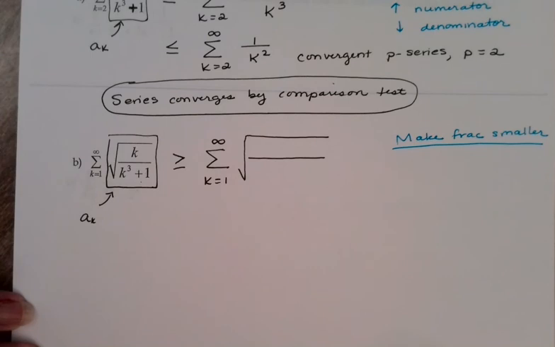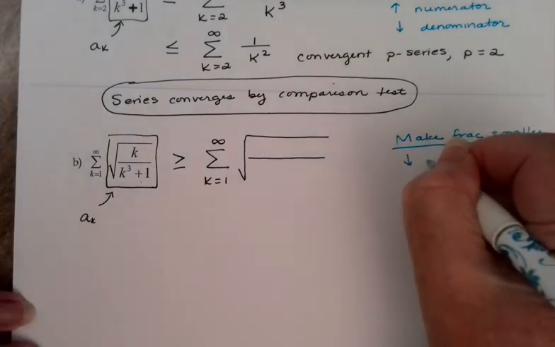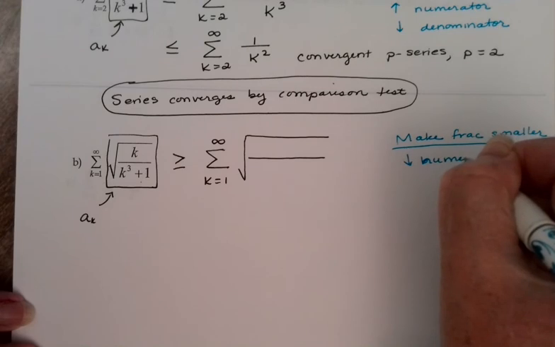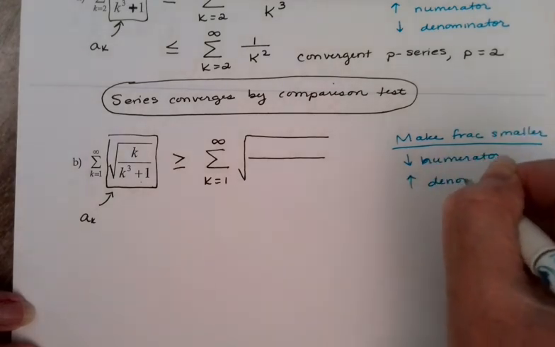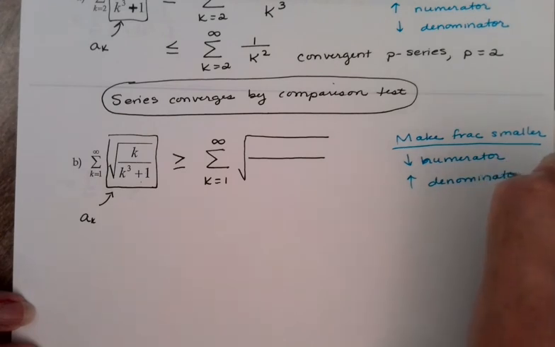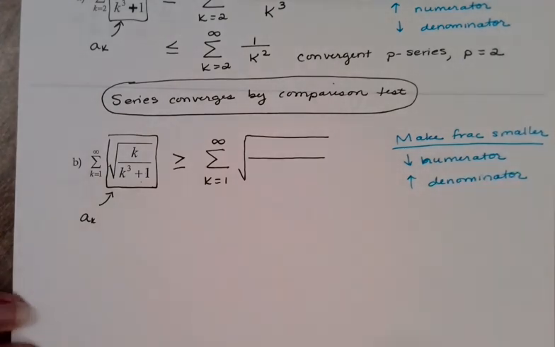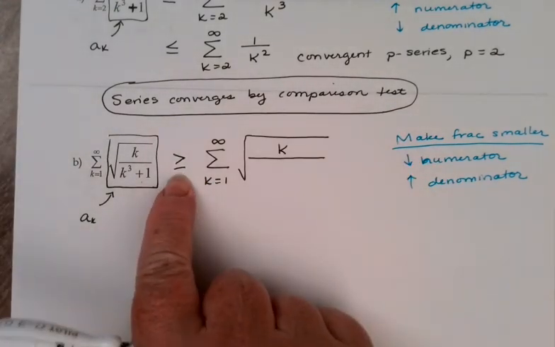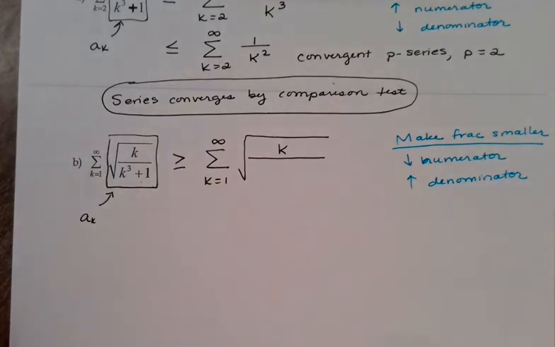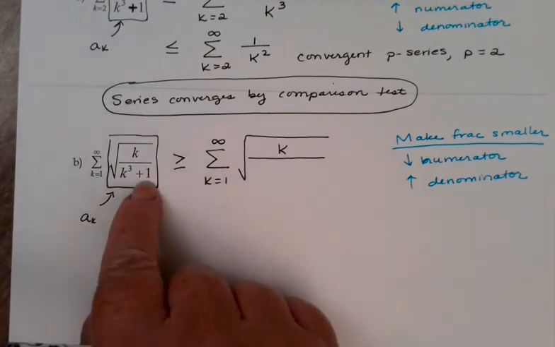And I know I can make a fraction smaller either by decreasing the numerator or by increasing the denominator. So let's see. Decreasing the numerator, I don't really even have to do that. I could just keep that as k because it's greater than or equal to. That's not going to hurt anything. I do have to increase the denominator, if anything, and that 1 is causing me trouble. I can't simplify as long as the 1 is there.